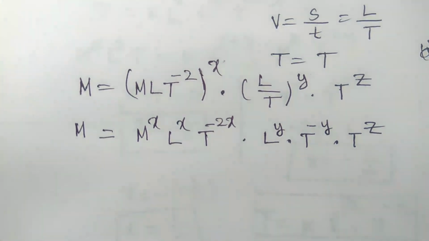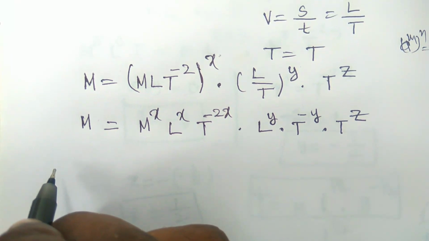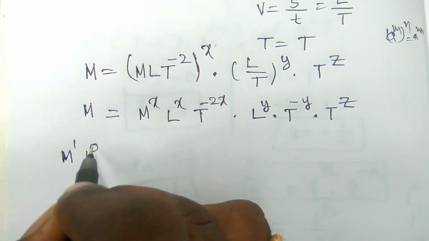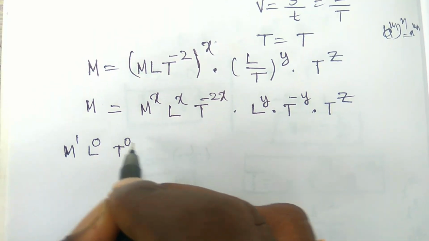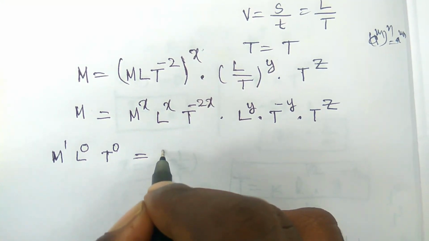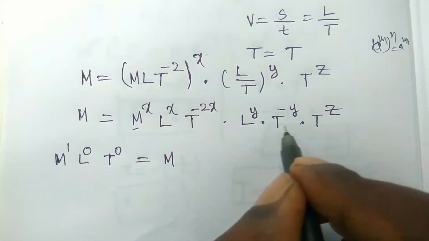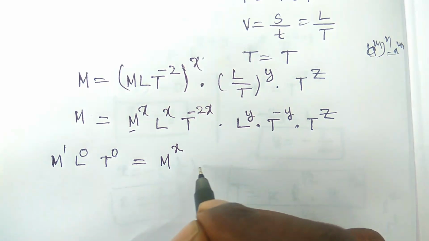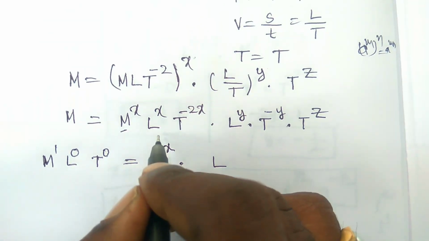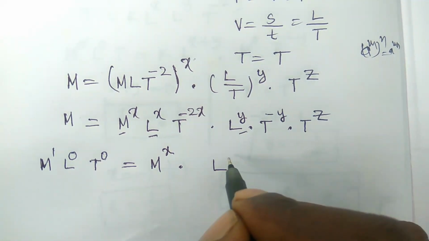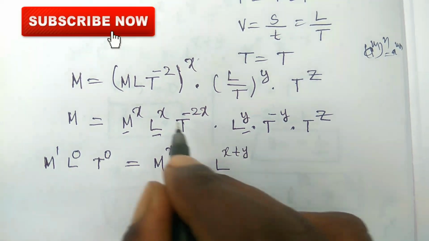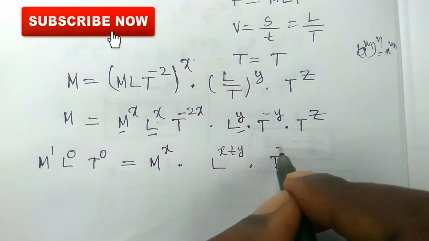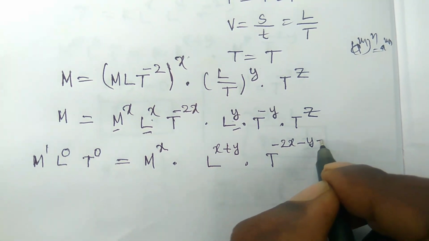Now let us compare. In the LHS, m power 1, there is no L, so L power 0, there is no t, so t power 0. So this is equal to m power x, and L power x plus y, since bases are equal, powers will be added, and t power minus 2x minus y plus z.